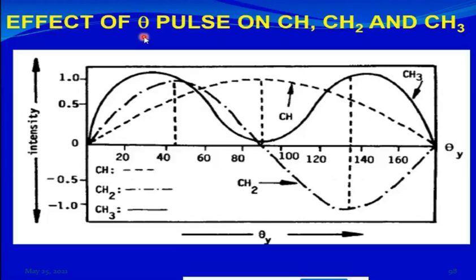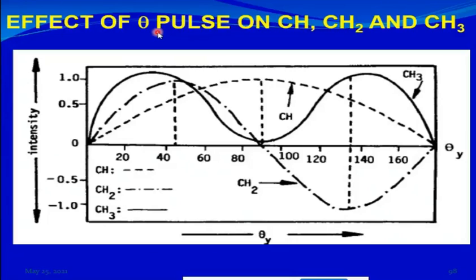And that is why DEPT experiment is further divided into other experiments or other techniques, like we can have a DEPT 45 technique, we can have a DEPT 135 experiment, we can have a DEPT 90 experiment, right? So that 90, 135, or 45 is actually the angle of the last pulse, that is the theta pulse. So what is the effect of this theta pulse on CH, CH2, and CH3?